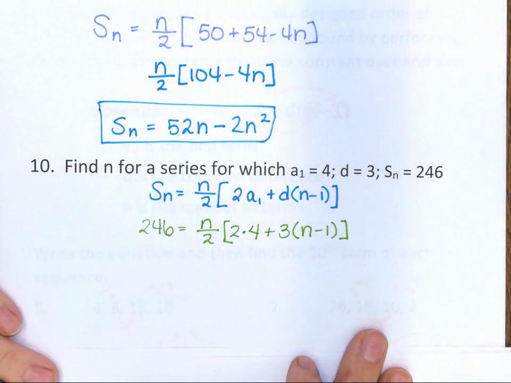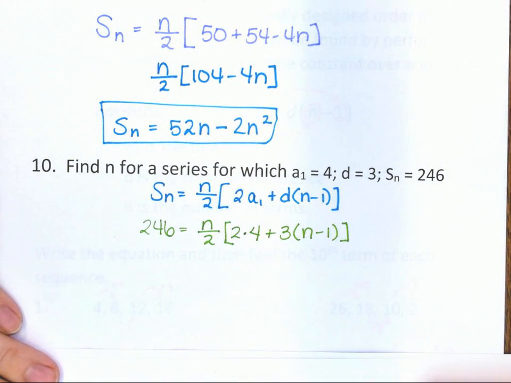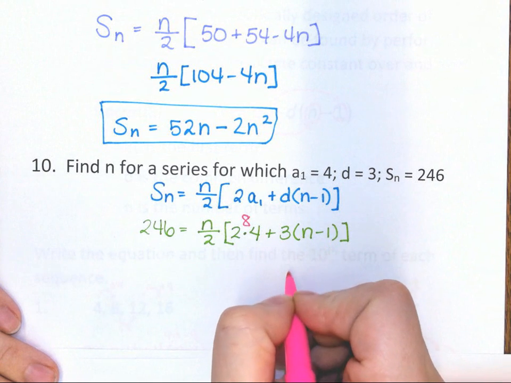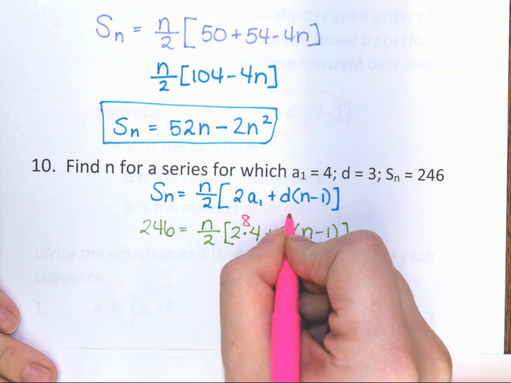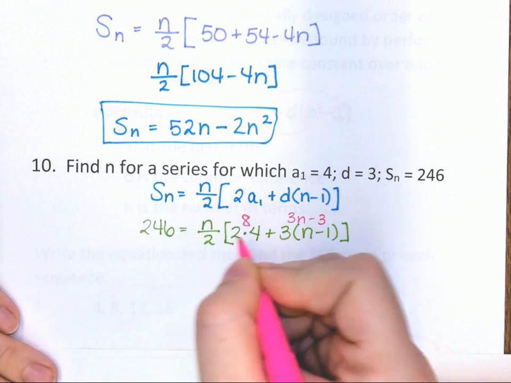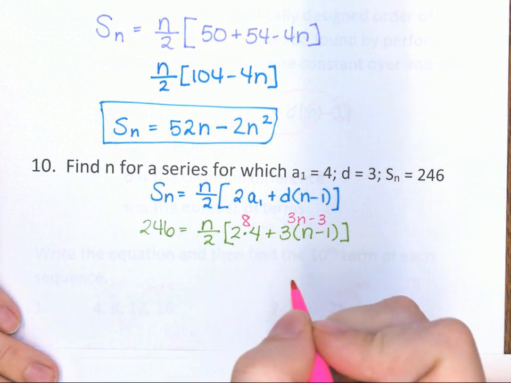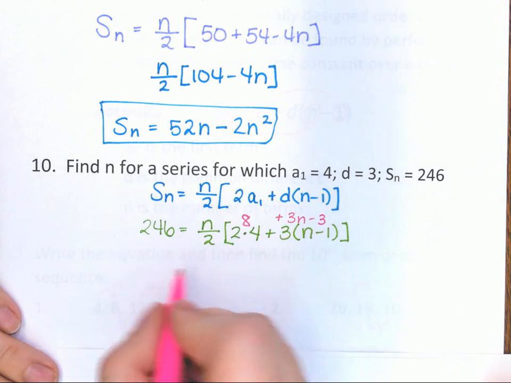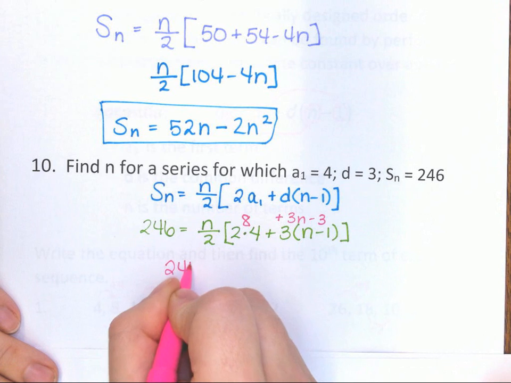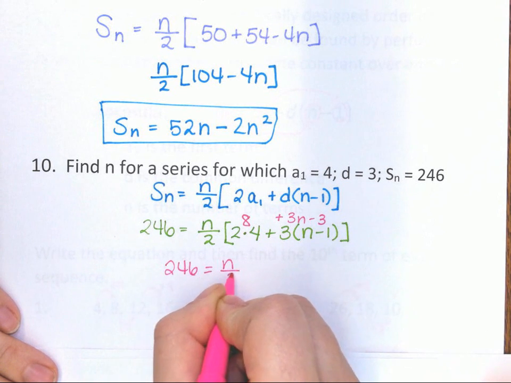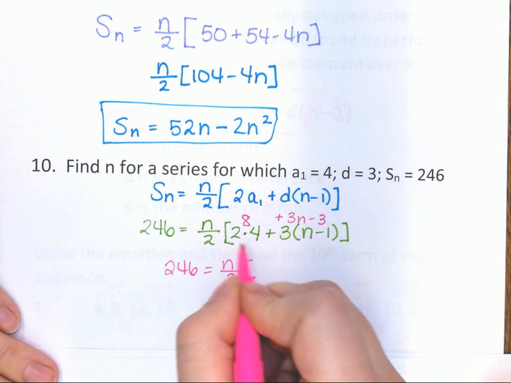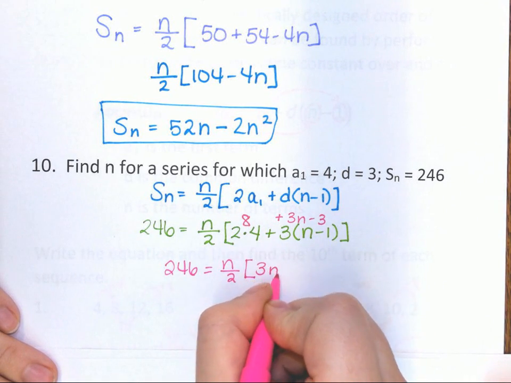So let's simplify it. What should I do first to simplify this problem? Yeah, 2 times 4, which is 8. And when we distribute, we would have 3n minus 3, making sure that you actually distribute. Okay? All right, so when I combine my terms, 246 is n over 2 times, what do we get when we simplify this? 3n plus 5.